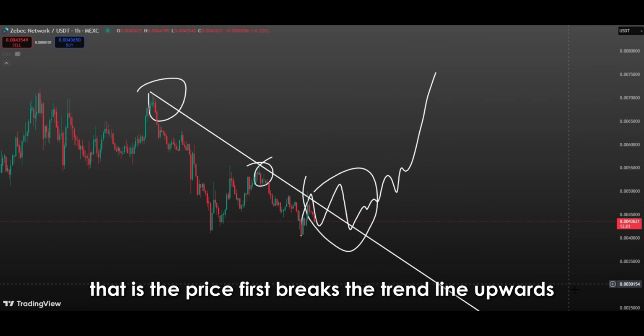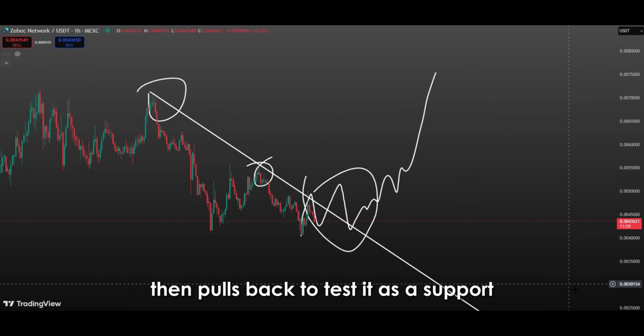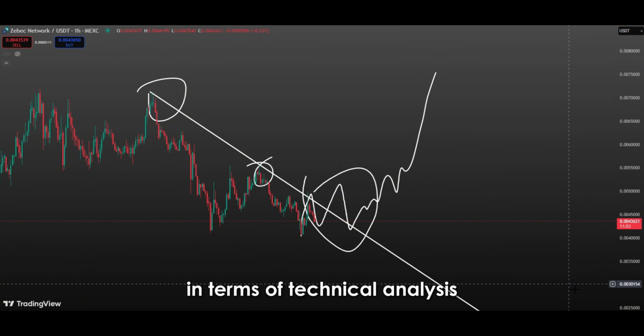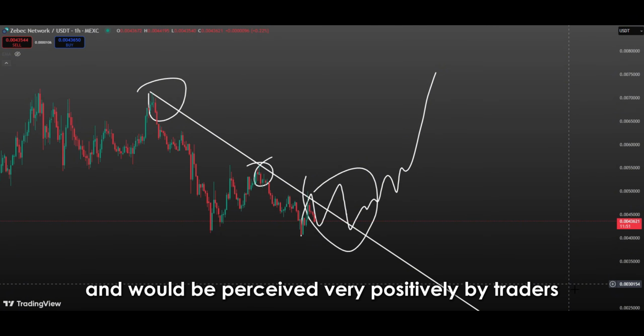That is, the price first breaks the trend line upwards, then pulls back to test it as a support and accelerates upwards again. If such a scenario occurs, it would be a textbook reversal structure in terms of technical analysis and would be perceived very positively by traders.